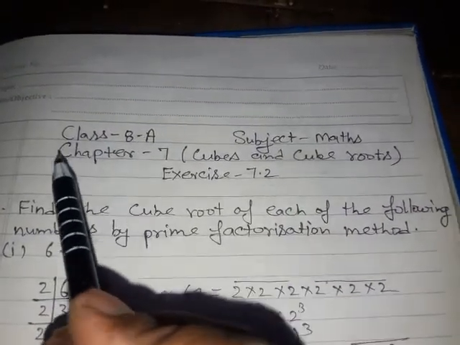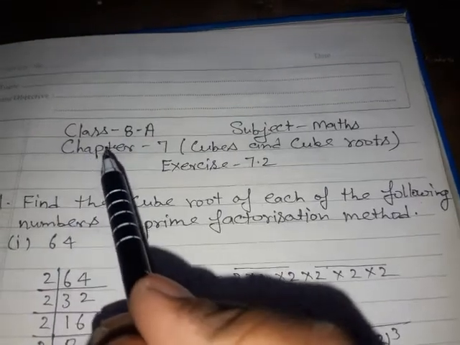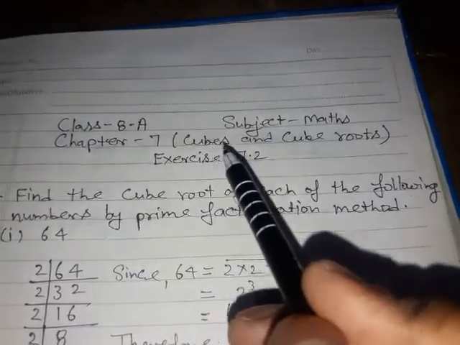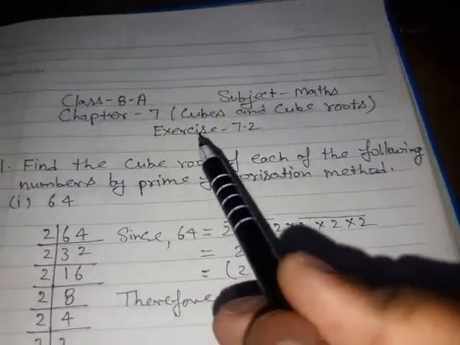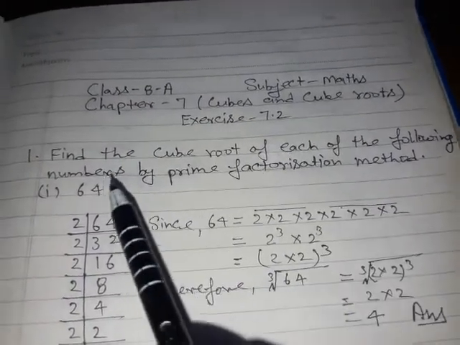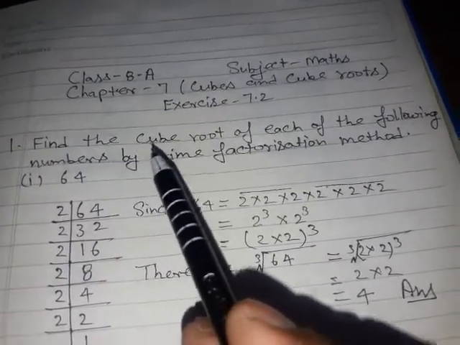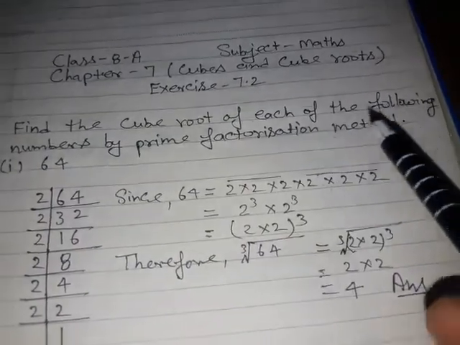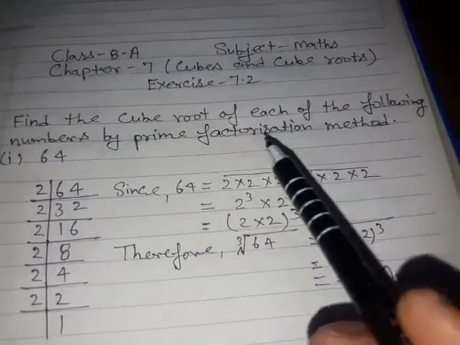Welcome in maths class. Students, today we are going to study math chapter 7 cubes and cube roots. Exercise 7.2. First question has given: find the cube root of each of the following numbers by prime factorization method.